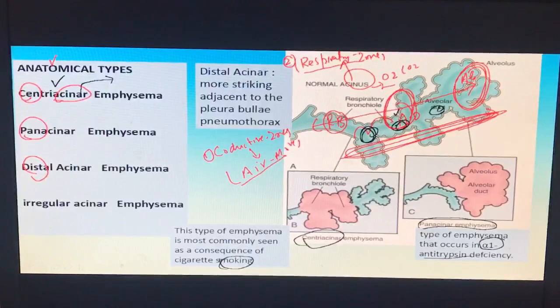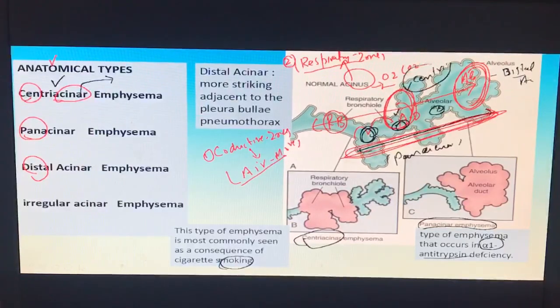The complete acinus is affected. It's a panacinar, complete length. You can see here the full involvement. Here is a centriacinar, the central acinus. And the last part is a distal acinar. The last part involved is the distal acinus.